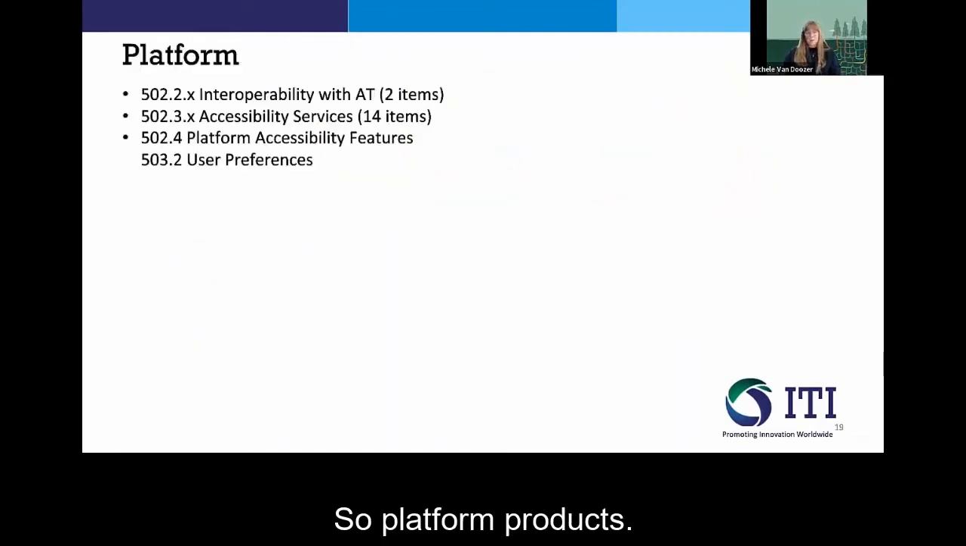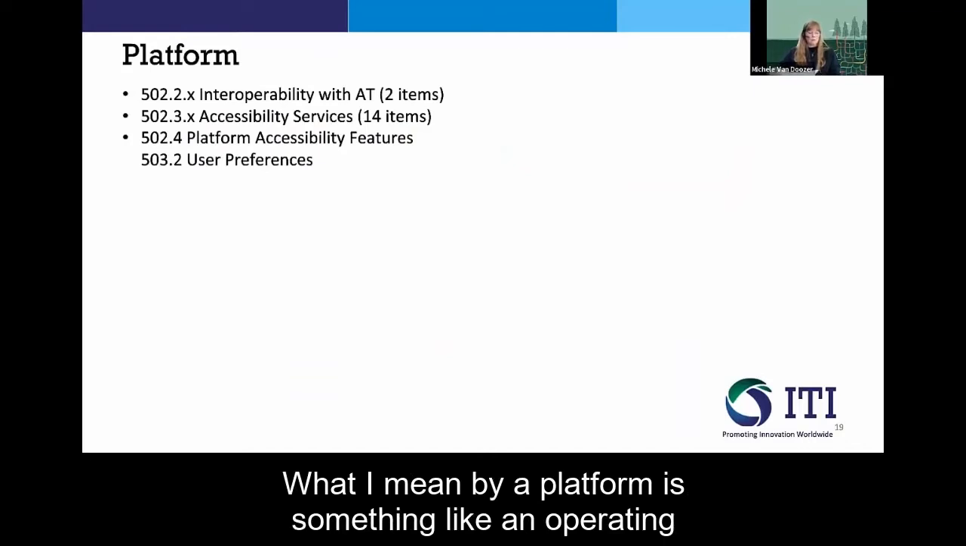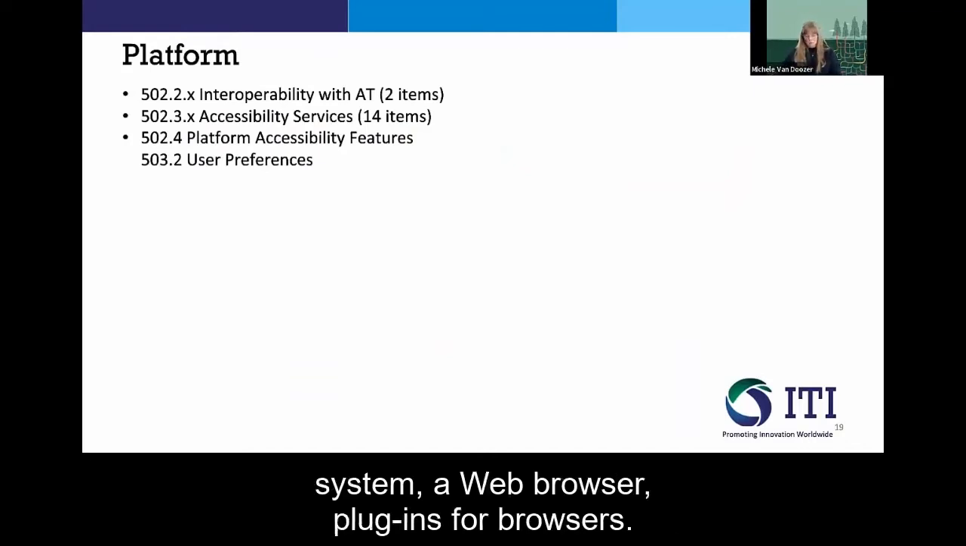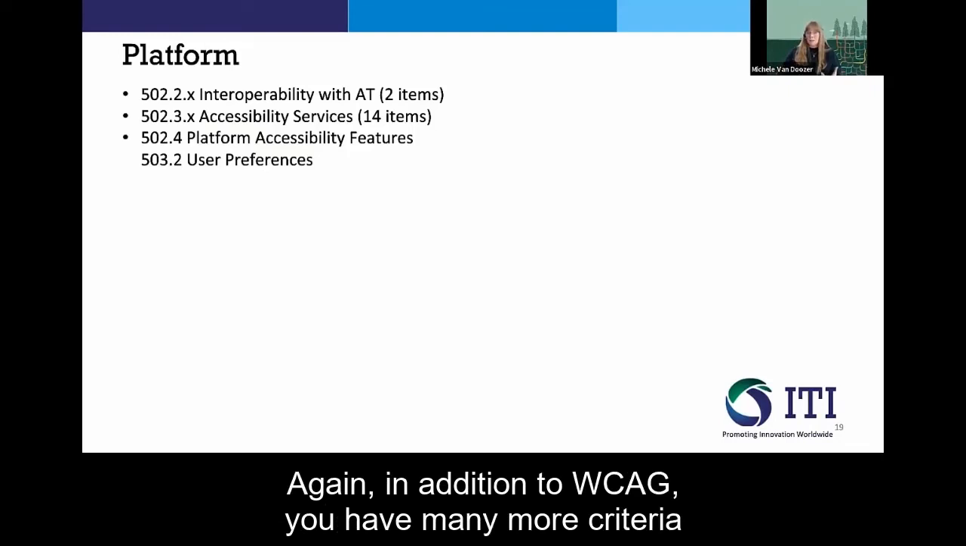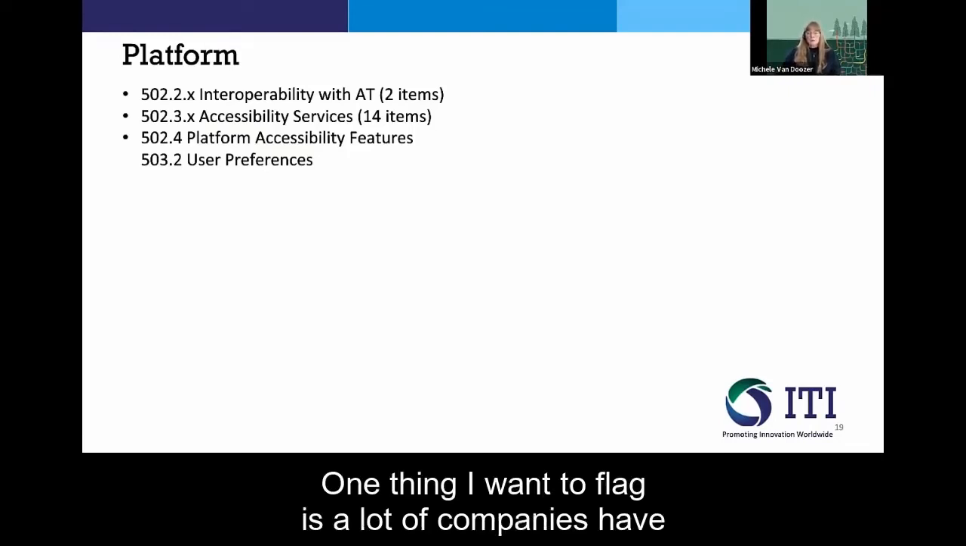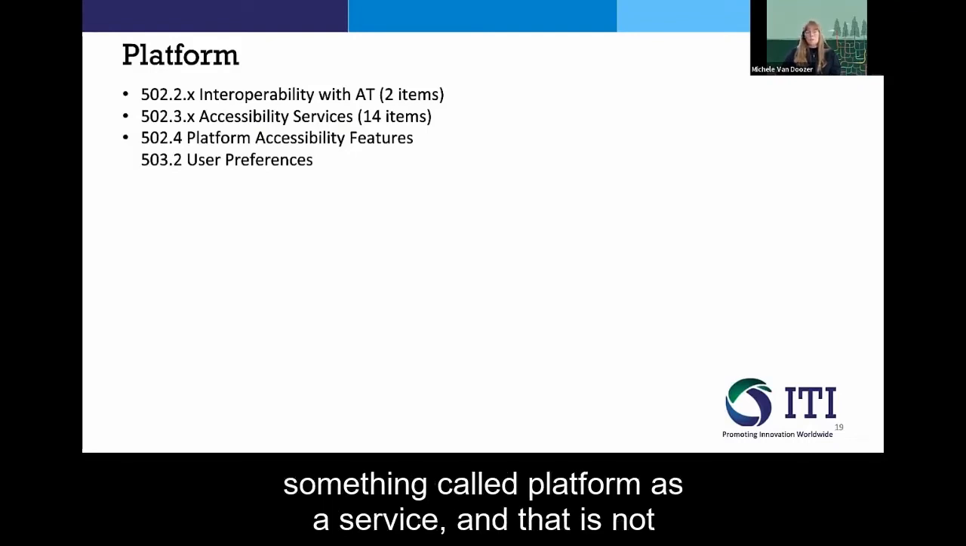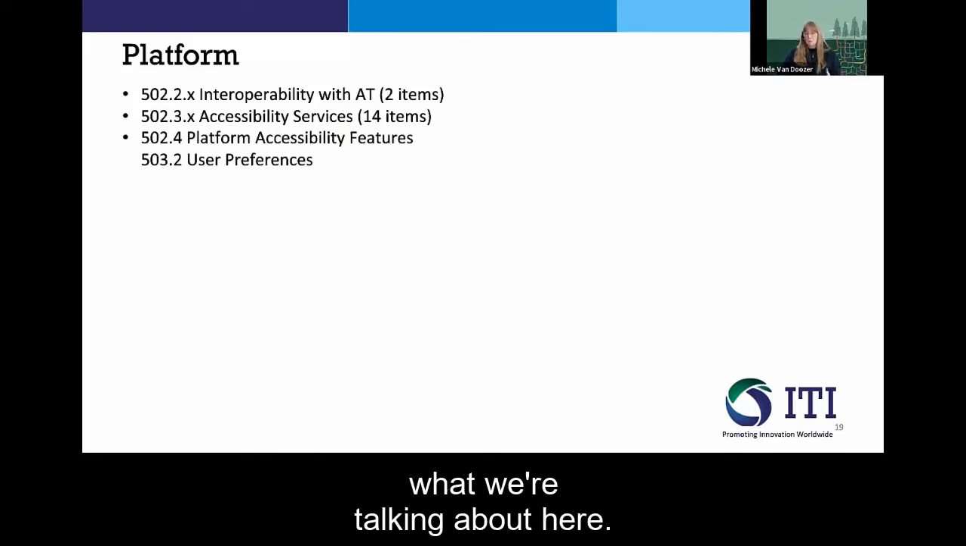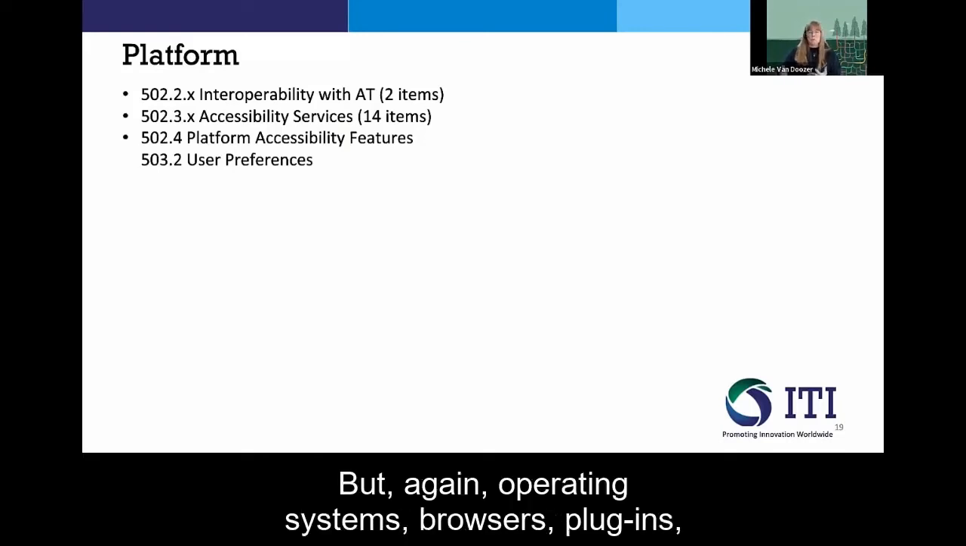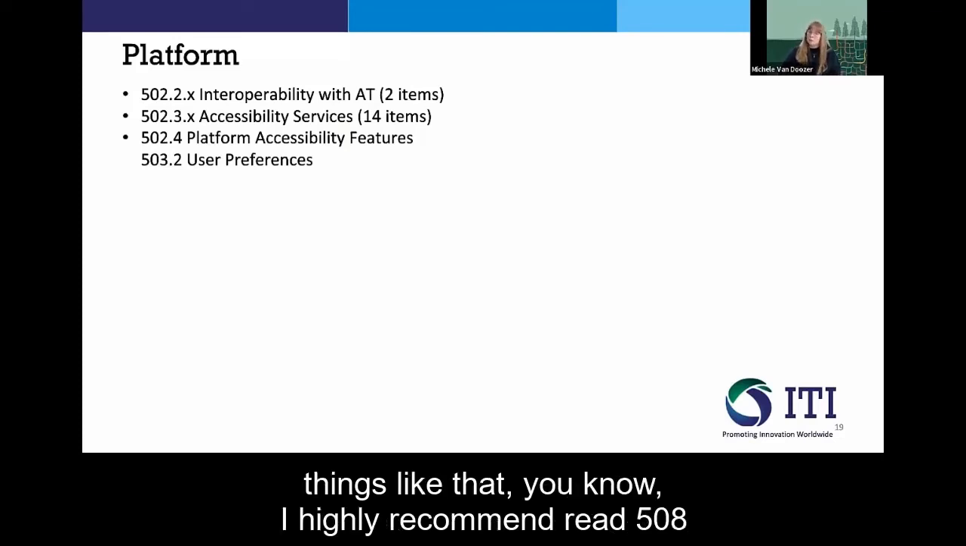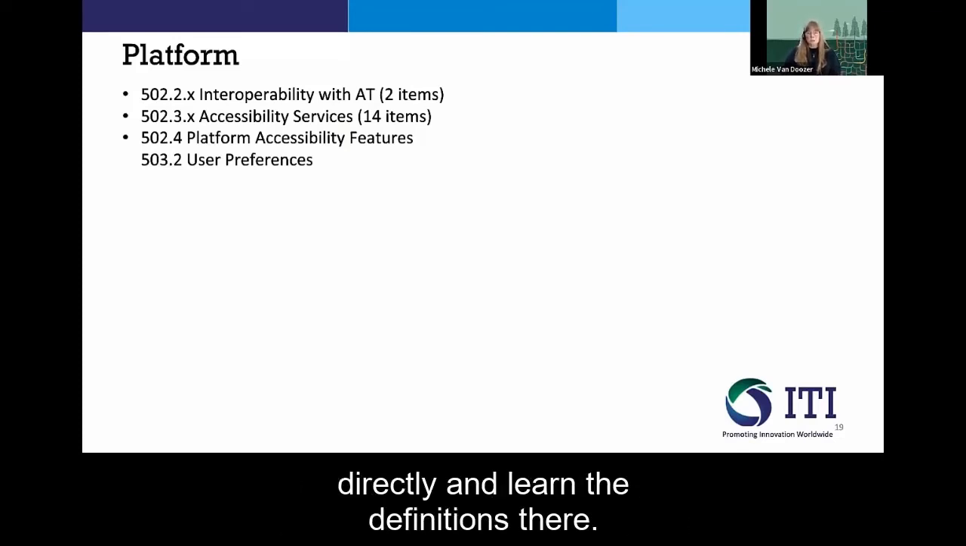So, platform products. What I mean by a platform is something like an operating system, a web browser, or plugins for browsers. Again, in addition to WCAG, you have many more criteria to fill out. One thing I want to flag is that a lot of companies have something called platform as a service, and that is not what we're talking about here. Again, operating systems, browsers, plugins, things like that. I highly recommend you read 508 directly and learn the definitions there.